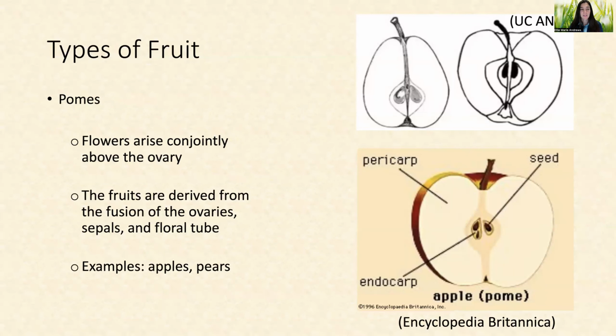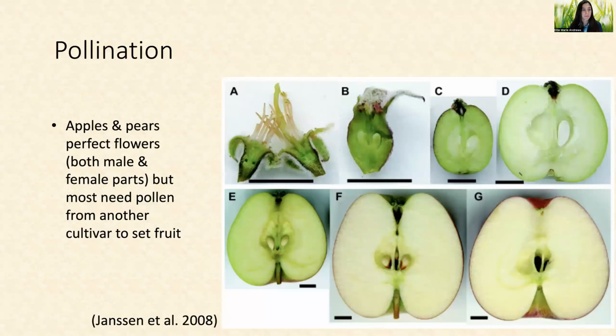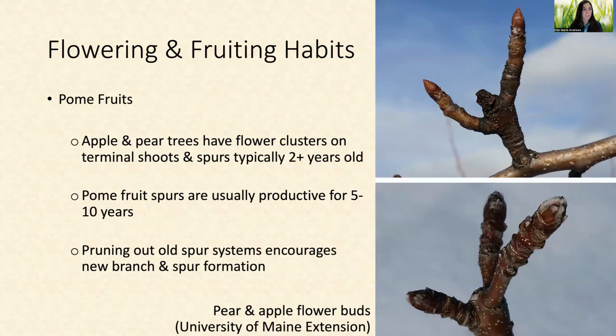So we're going to get into different types of fruit now, starting with pomes. So pome fruits, their flowers arise conjointly above the ovary, and the fruits are derived from the fusion of the ovaries, sepals, and floral tube. So here, as you can see in these diagrams, apples are a great example of pome fruit. Pears are as well. So apples and pears have perfect flowers, which means they have both female and male parts, but most need pollen from another cultivar to set fruit effectively.